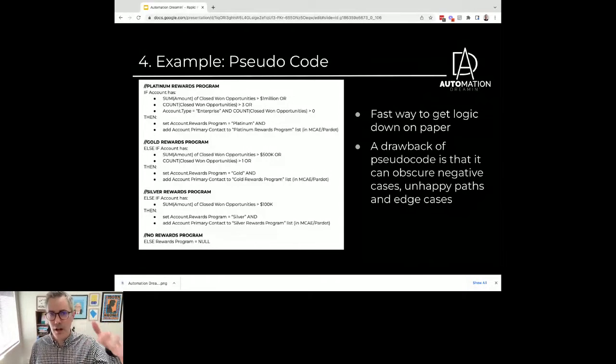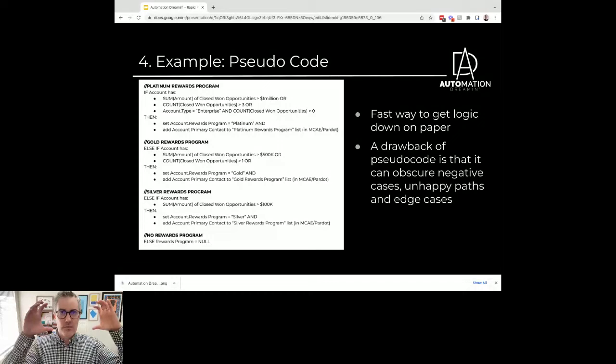And this can be great. Oftentimes business stakeholders really dig this format, and they can see what the logic is. One of the drawbacks of pseudocode is that sometimes it can get so complex, and it's necessarily focused on what they call the happy path, or what it does, and it can obscure negative cases, unhappy path scenarios, or edge cases. So it's a good format, but it can sometimes obscure things if it gets too complicated.